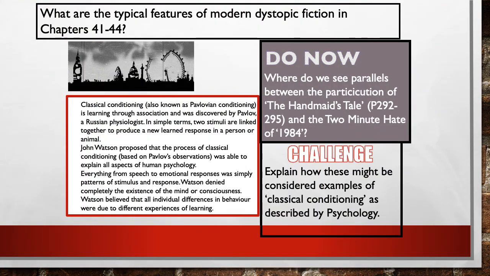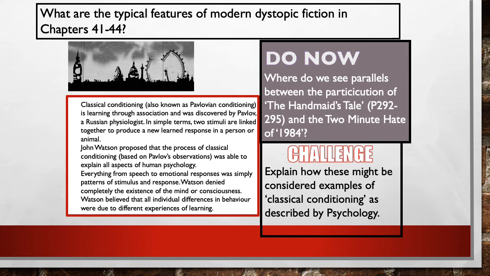Today's question that we'll be exploring is what are the typical features of modern dystopic fiction in chapters 41 to 44? The do now that I'd like you to tackle is this. Where do we see parallels between the particution of The Handmaid's Tale, found on pages 292 to 295, and the 2-minute hate in the extract from 1984, which was attached to the Show My Homework resources? What are the parallels that you see between those two extracts?